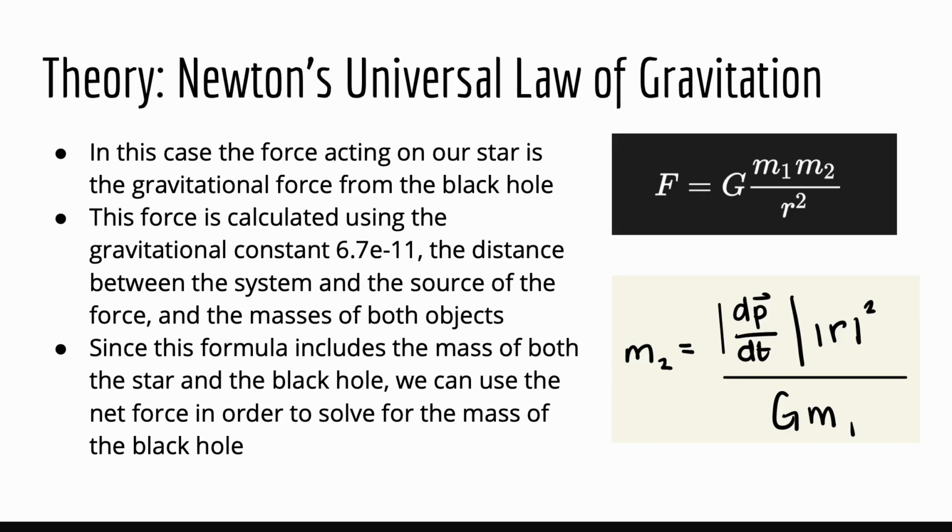In this case, the force acting on our star is the gravitational force from the black hole, which can be found using Newton's universal law of gravitation. This force is calculated using the gravitational constant, 6.7 e negative 11, the distance between the system and the source of the force, and the masses of both objects. Since this formula includes both the mass of the star and the black hole, we can rearrange the formula to use net force in order to solve for the mass of the black hole.